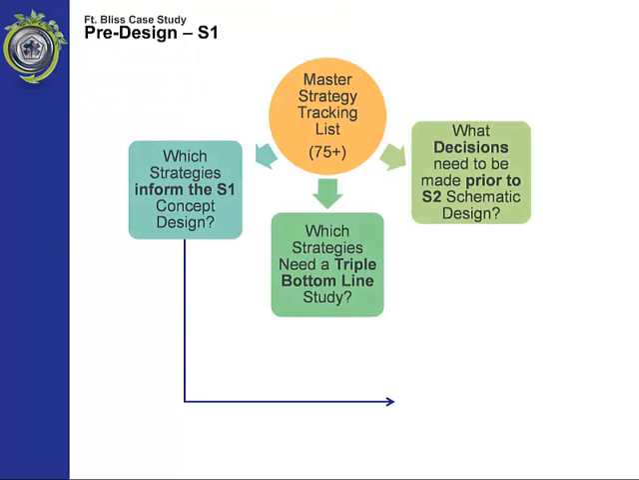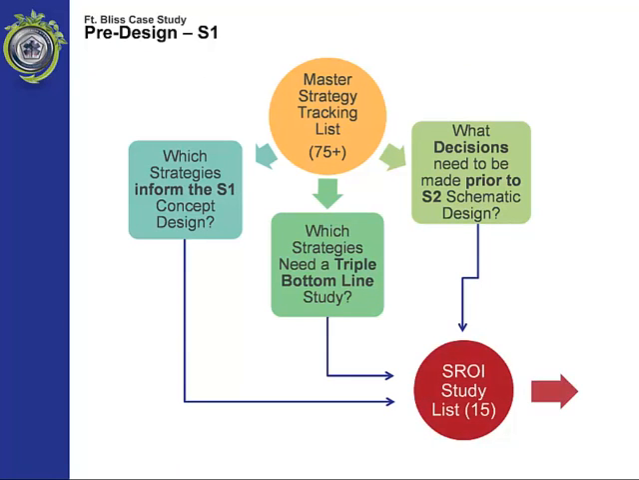During pre-design, the team developed 75 strategies related to sustainable design, evidence-based design, and world-class design. These were then narrowed down to 15 strategies based on which strategies inform S1 concept design level decisions, which strategies need a triple bottom line study, and what decisions need to be made prior to S2 schematic design. These selected strategies became the SROI study list for the S1 SROI analysis.